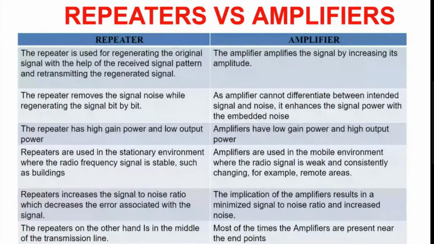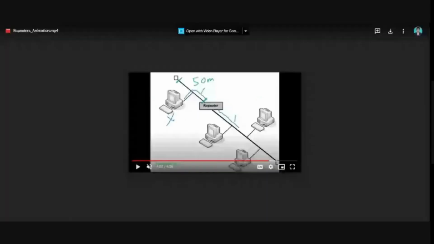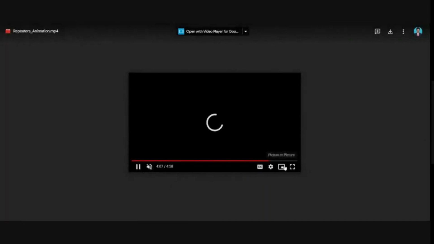So next one is the difference between amplifier and repeater. Again, I will explain with some distance-based examples. Before that, I just want to show one video about the repeaters. See this video.